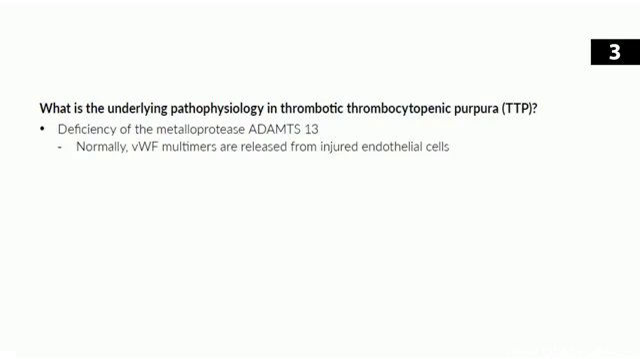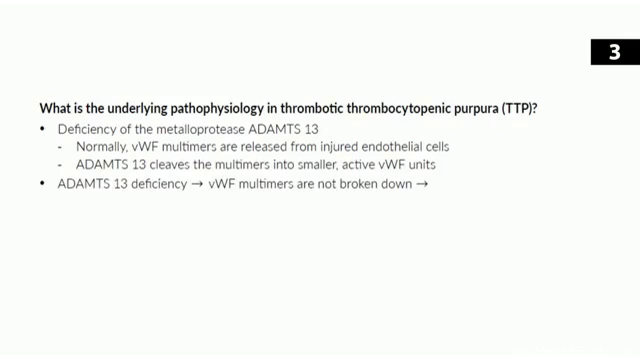So remember, when you have an endothelial injury, von Willebrand factor is released. But actually, the von Willebrand factor in the endothelial cells is assembled into large multimers. Then these have to be cleaved into the smaller individual von Willebrand factor units by this ADAMTS13 protease. So in TTP, you have a deficiency of this metalloprotease, so the von Willebrand factor multimers can't be broken down, and these multimers can bind to platelets and cause unregulated platelet aggregation.